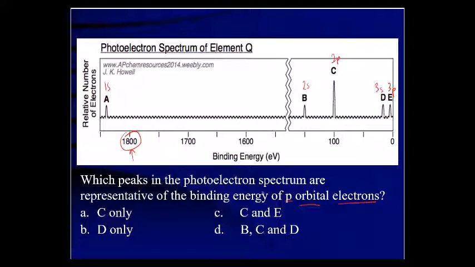So which ones are our p's? C and E. Don't forget, we have the 2p and the 3p. So that would be the one that we would want to select here. So in this case, you weren't asked to identify the element or the configuration. You were just asked to identify which ones are the p orbitals. So we would go with C and E because they're both p orbitals. You have the 2p and the 3p. And that's how you would select that answer.